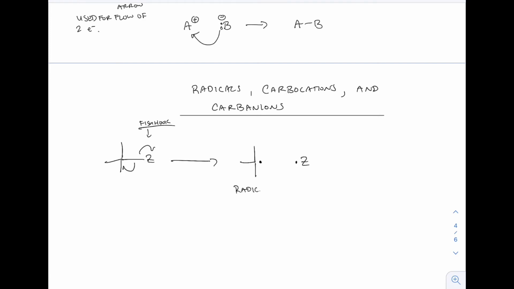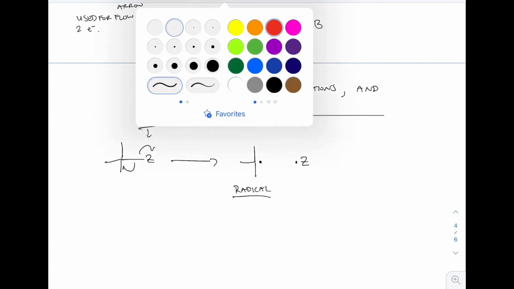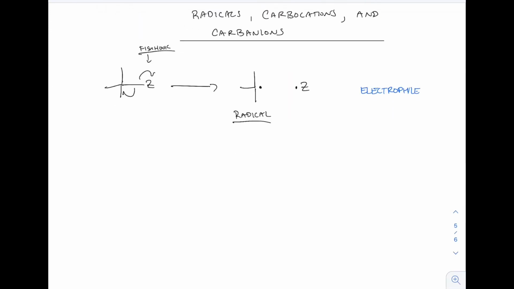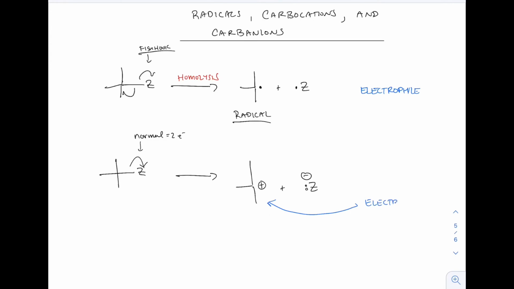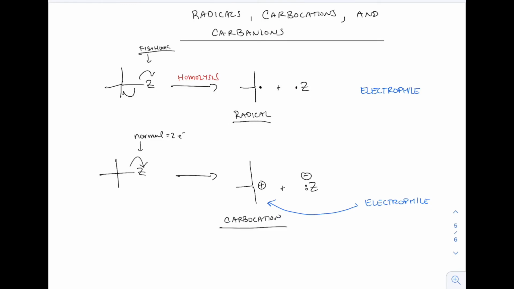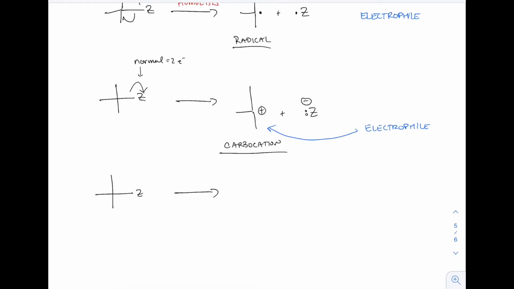So we have the two fishhook arrows here. That forms two radicals. That is a radical carbon, and that carbon is therefore an electrophile. It is electrophilic because it's electron deficient. That radical doesn't have an octet, and that is homolytic cleavage. Now in this one, we have a normal arrow showing the flow of two electrons coming away from that carbon, giving it a positive charge, and the two electrons going to Z. This makes that carbon an electrophile because it's electron deficient, it doesn't have an octet, and it is specifically called a carbocation.